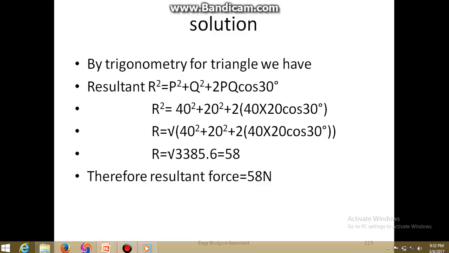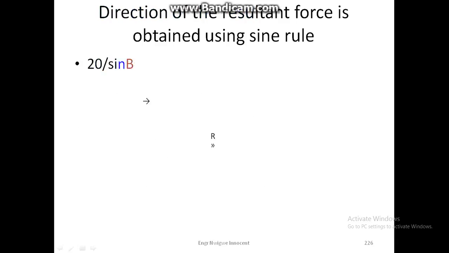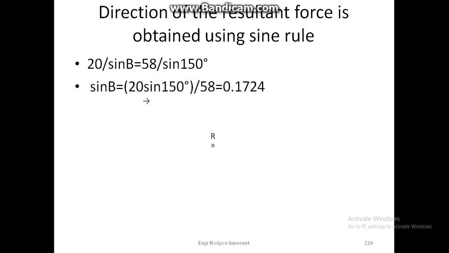This is obtained using the sine rule. 20 over sine B equals 58 over sine 150. Collecting like terms, sine B is equal to 20 sine 150 all over 58, which will give us 0.1724. Getting the sine inverse, when sine is crossing over, it becomes sine inverse of 0.1724. We have 9.93 degrees as the reaction.